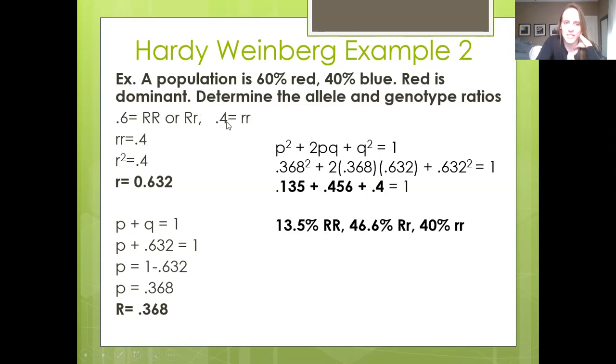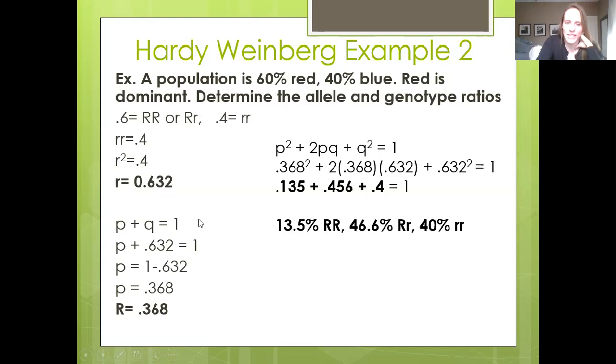I'm saying that blue, which is our recessive in this case, is going to be little r, so that's 0.4. The 0.6 red, I don't know if they're homozygous dominant or heterozygous. That's why that 0.6 isn't useful. But the 0.4 is definitely homozygous recessive. So I can say that 0.4 is equal to r squared, or q squared if you want to use your p's and q's. So I'm just going to square root that to figure out what my r value is. So if I square root 0.4, I get 0.632.